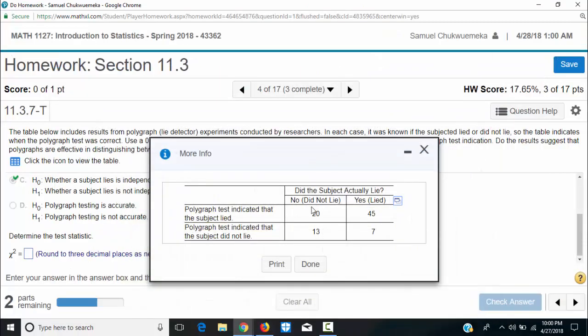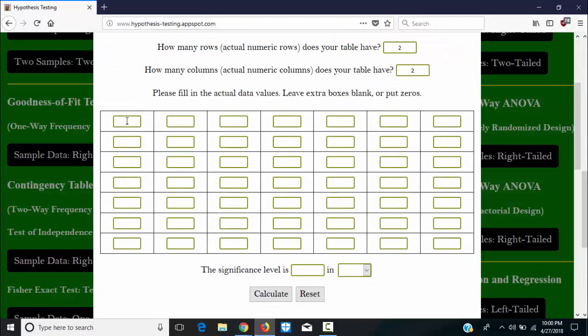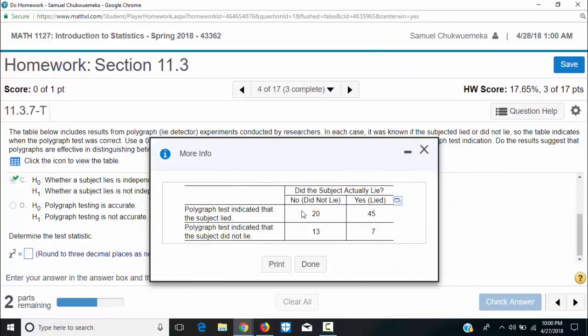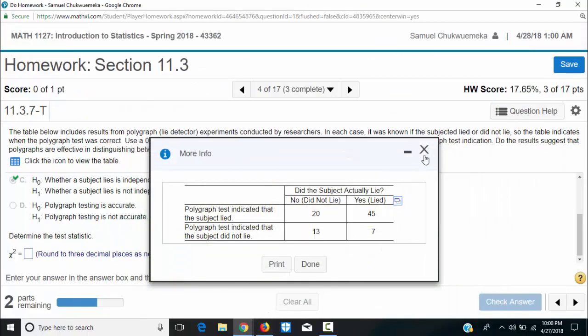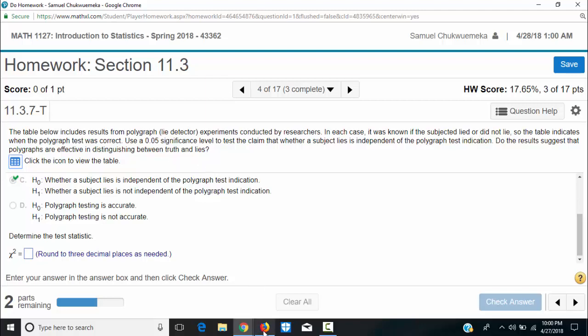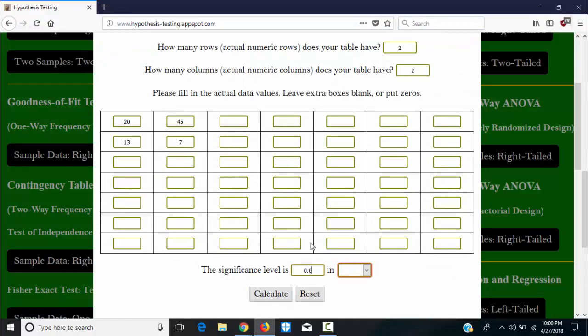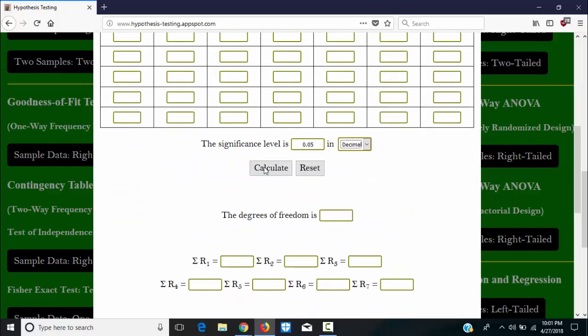Then we want to fill in 20, 13, 45, 7. Actually, let's do it by row: 20, 45, 13, 7. The significance level is 5%, or you can use 0.05 and select decimal, and then press calculate.